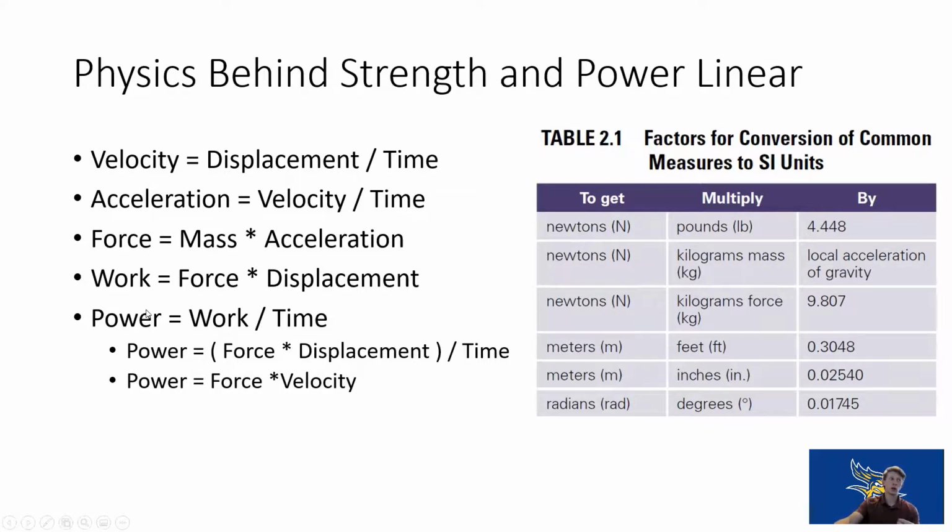The next one is work. Work is force times displacement, or the distance from point A to point B in a straight line multiplied by how much force you imparted on that object. Think about moving a sled from point A to point B in a straight line: that displacement multiplied by the force you imparted on the sled equals the work you did. Or think about the bench press example we did earlier. The displacement from the bar at the bottom by your chest to the top, multiplied by the force you imparted, gives you your work.